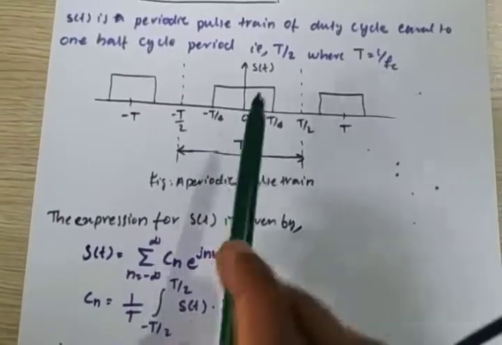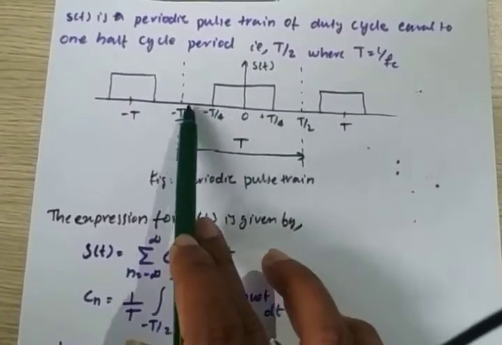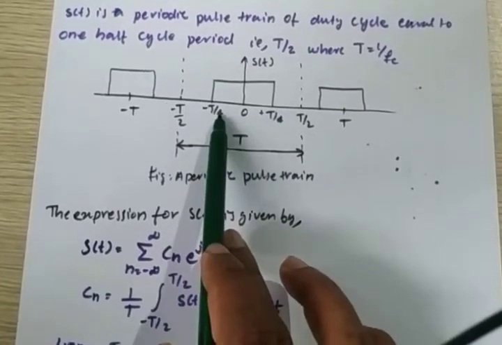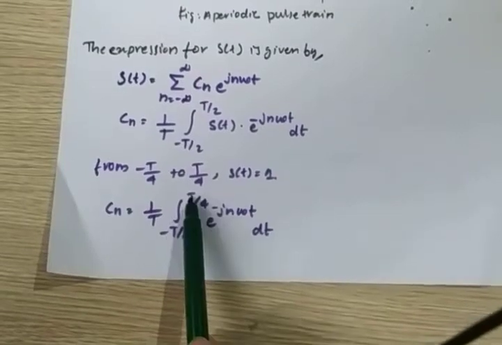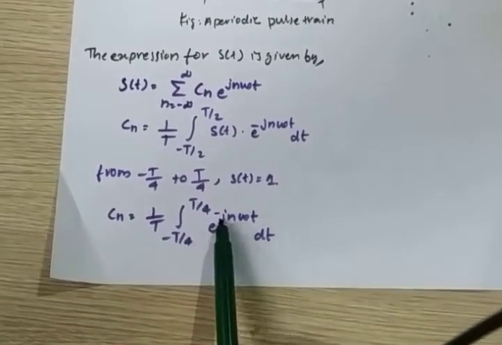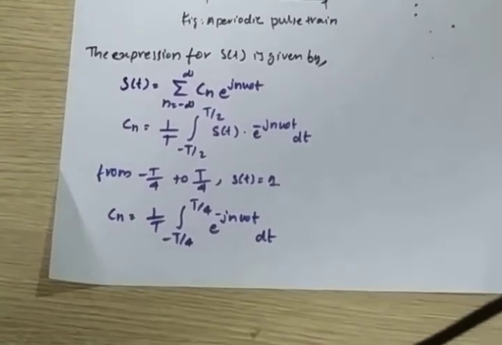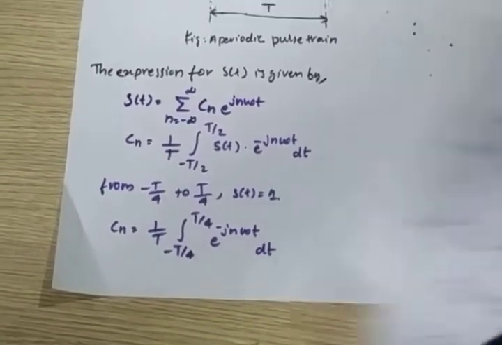But here the signal exists only from minus T by 4 to T by 4. Here there is no signal, and here also no signal. So we can take the limit from minus T by 4 to T by 4. That's why we are taking the limit minus T by 4 to T by 4 of e raised to minus j n omega t dt. Now the continuation.